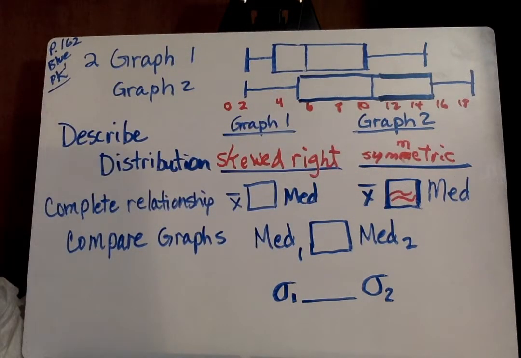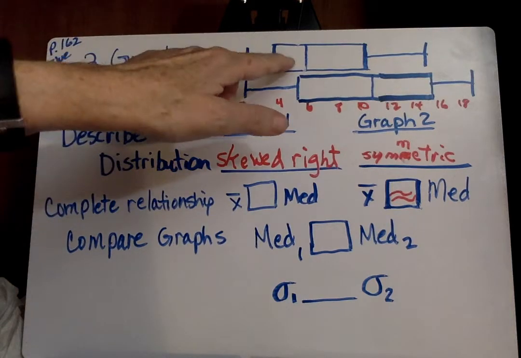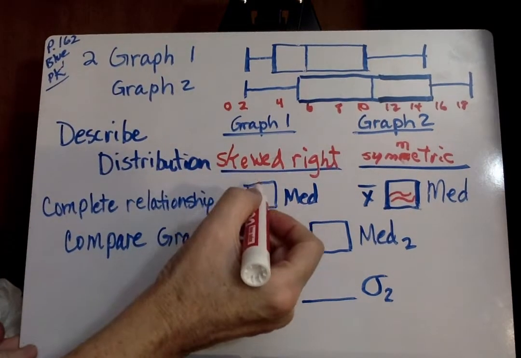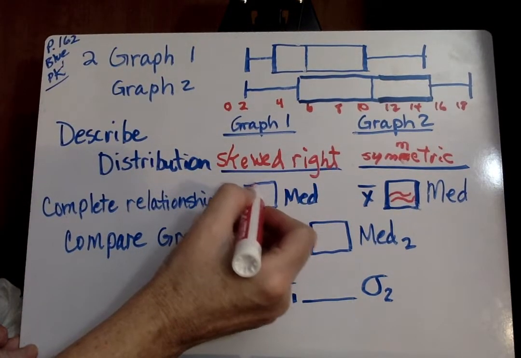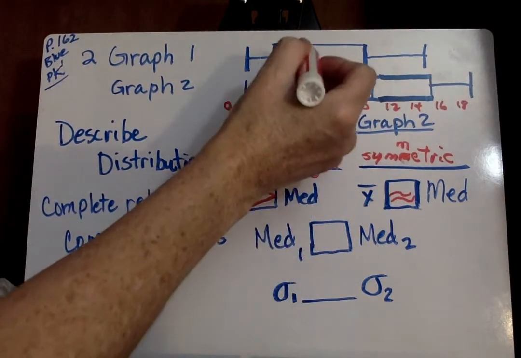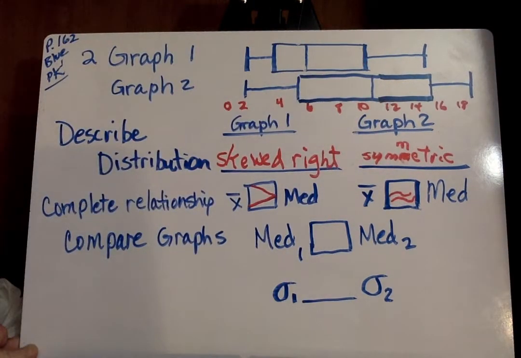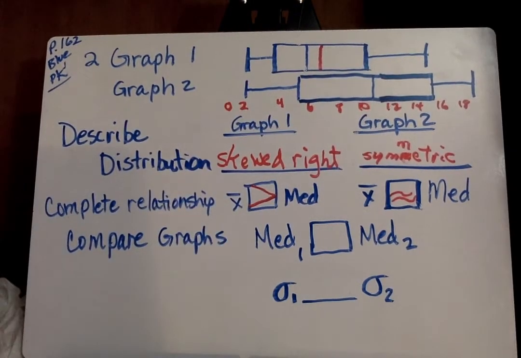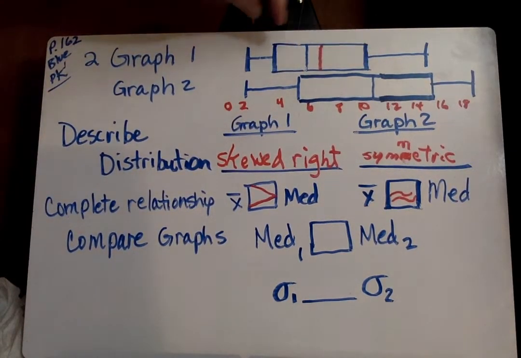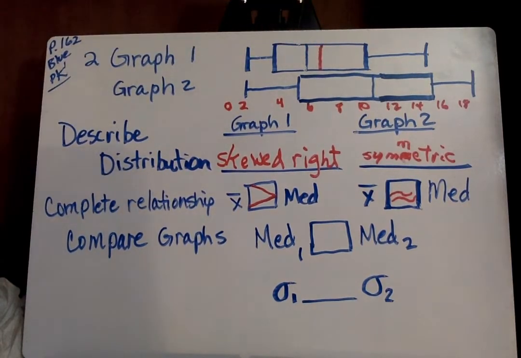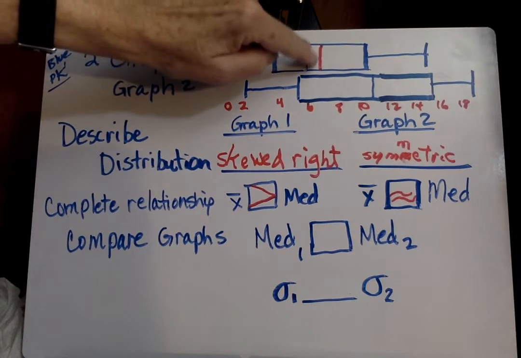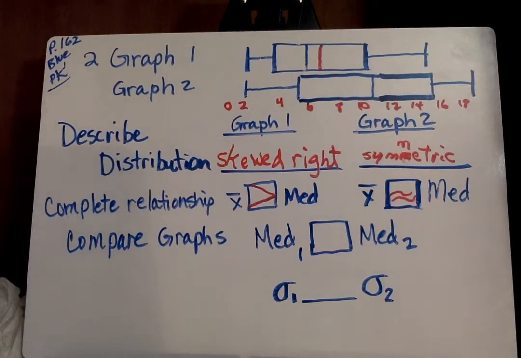Now, we look at the other one, the mean compared to the median here. So our mean, if it's skewed right, is going to be greater than the median. So here's the median right here on graph 1. So the mean is going to be greater than that. So it'll be probably in here. So think about where the larger part of the box is, and that's where the mean will be. And the median, you can see the median here, the mean is greater than the median there, okay?